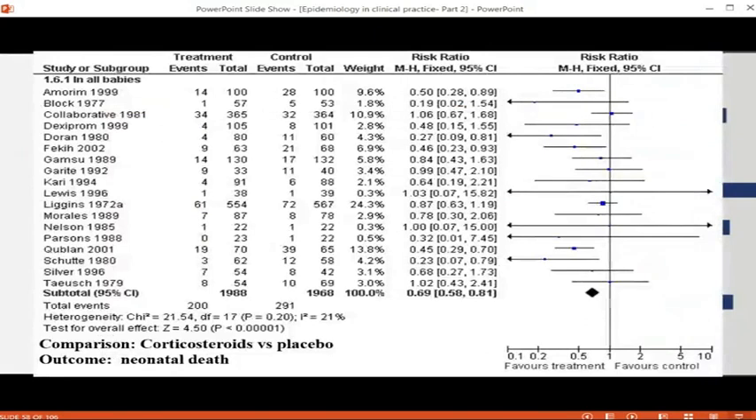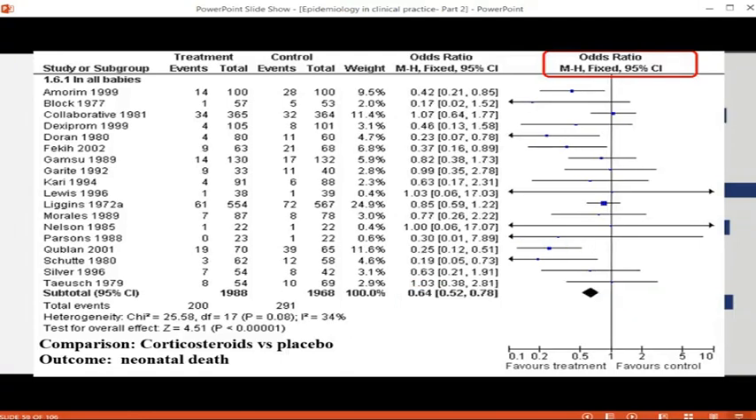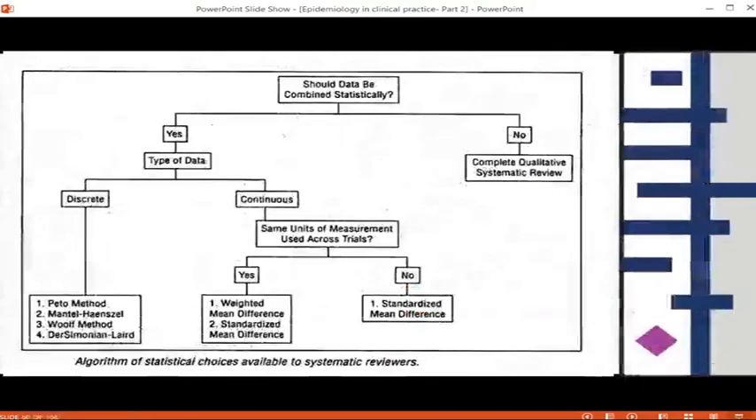So for example, here is the relative risk and confidence interval for the outcome of neonatal death when steroids are compared with placebo. This is from the systematic review we looked at, and it shows that steroids reduce the risk of death. But this is using the risk ratio Mantel-Haenszel method and a fixed effects model. You can change the metric and say odds ratio, and it will give you an odds ratio with the confidence intervals from that metric. Now that's how we look at discrete data.